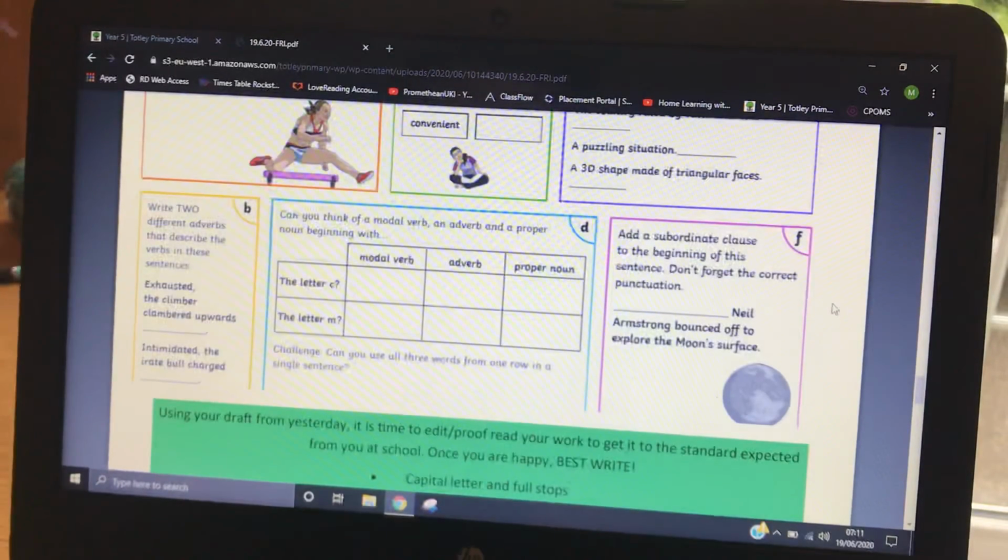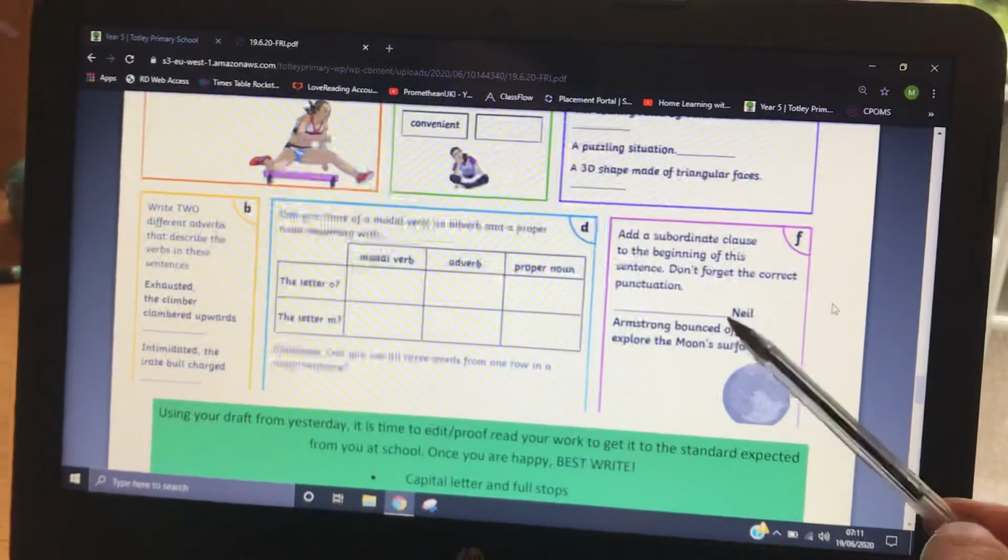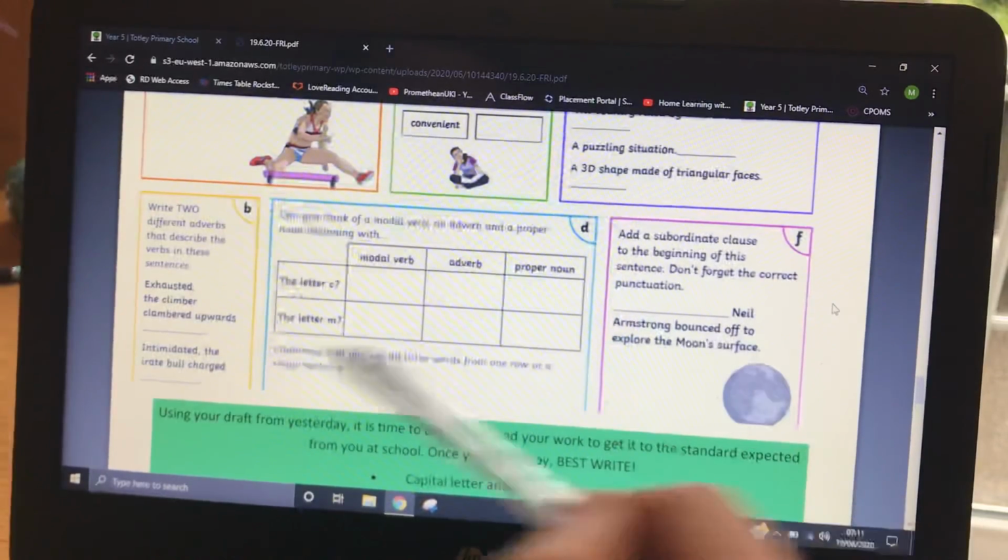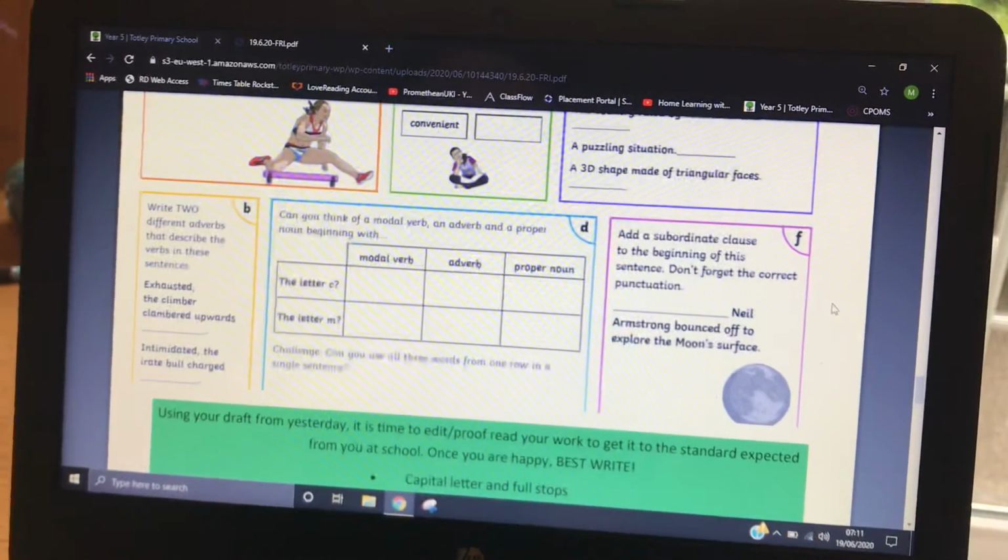And then add a subordinate clause at the beginning of this sentence. Don't forget the correct punctuation, so you need a comma to finish your subordinate clause. Neil Armstrong bounced off to explore the moon's surface. Don't like that word.